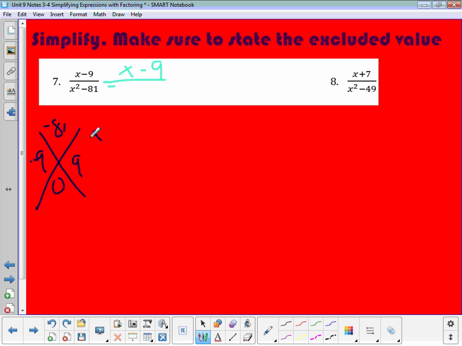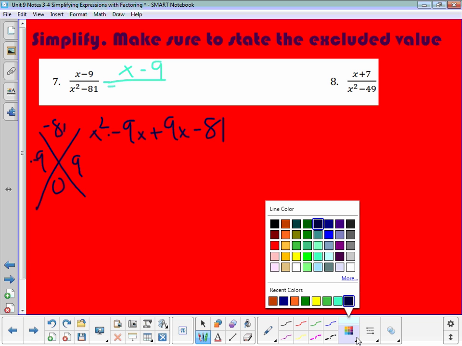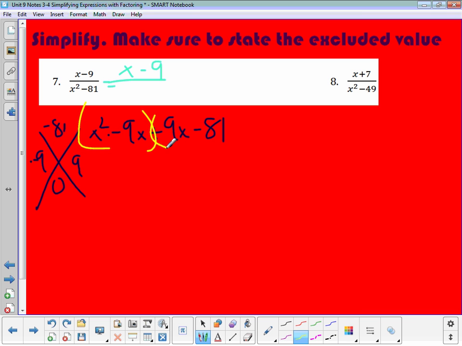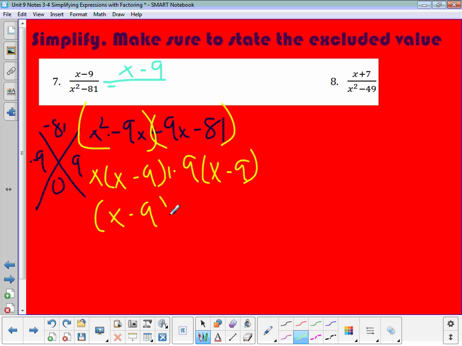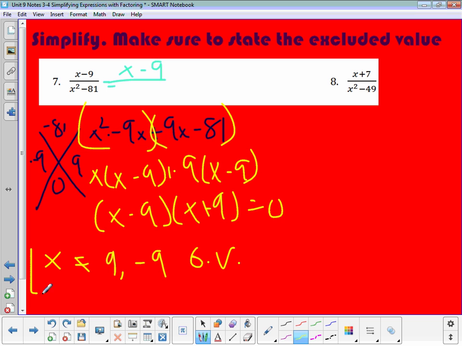So then I have x squared, and since there's no middle term, you can still write it out as if there was a middle term, because negative 9x plus 9x is going to give you 0, so it still works. Then we're going to factor by grouping. Then we're going to take a 9 out of each. So I'm left with x minus 9 and x plus 9. Now I need to set each of those factors equal to 0. So from my excluded values, x cannot be 9 or negative 9. So those are my excluded values.